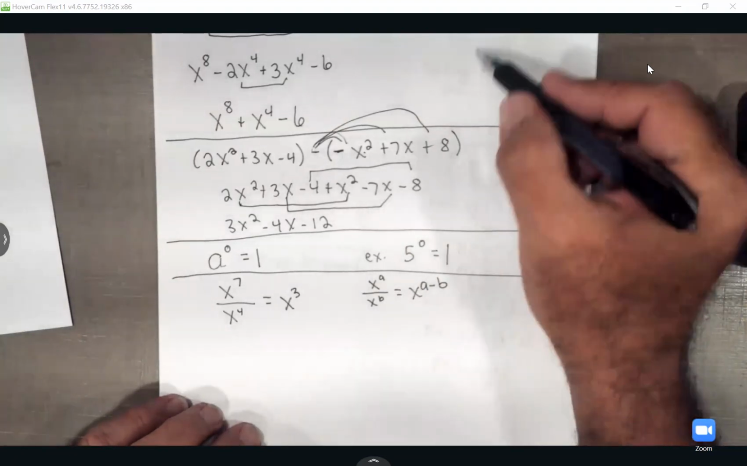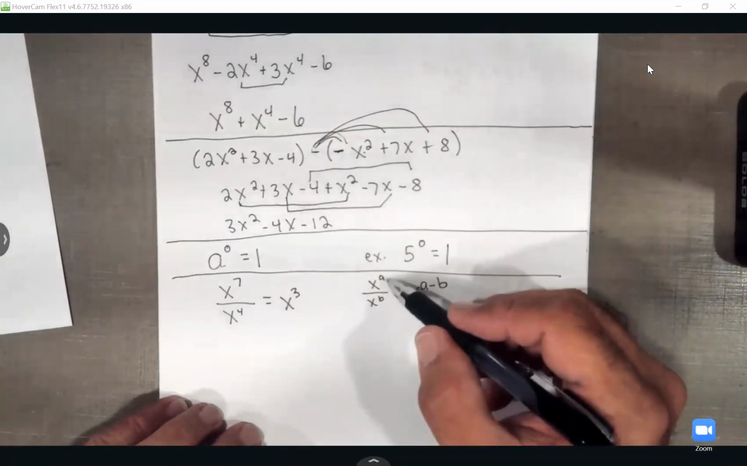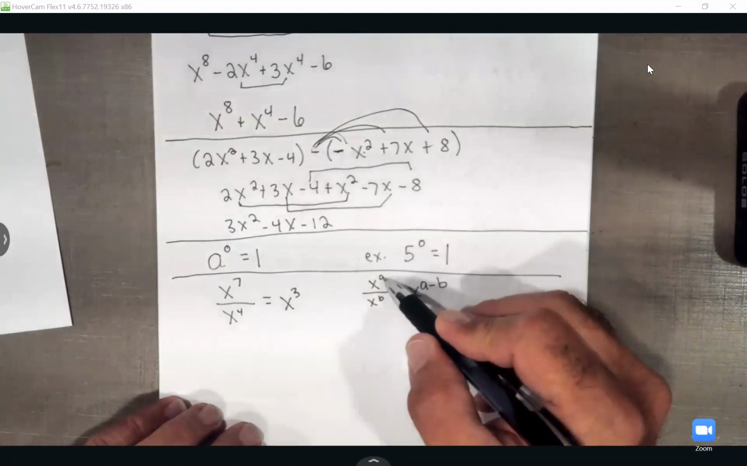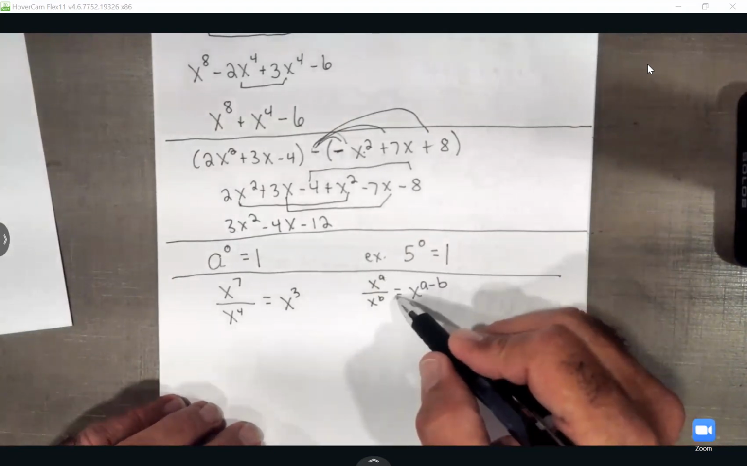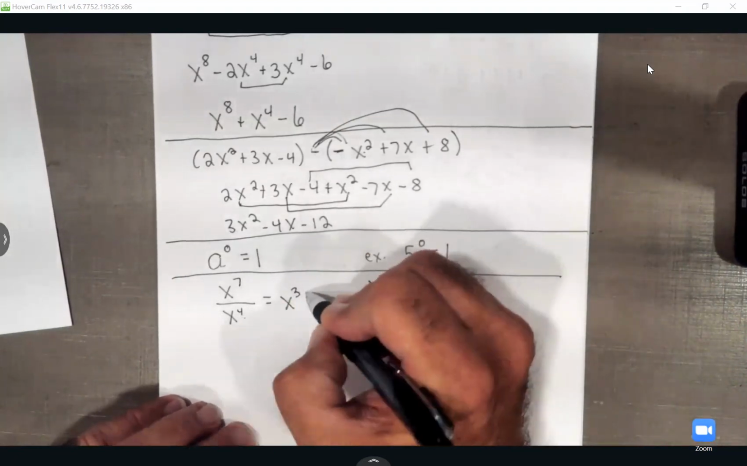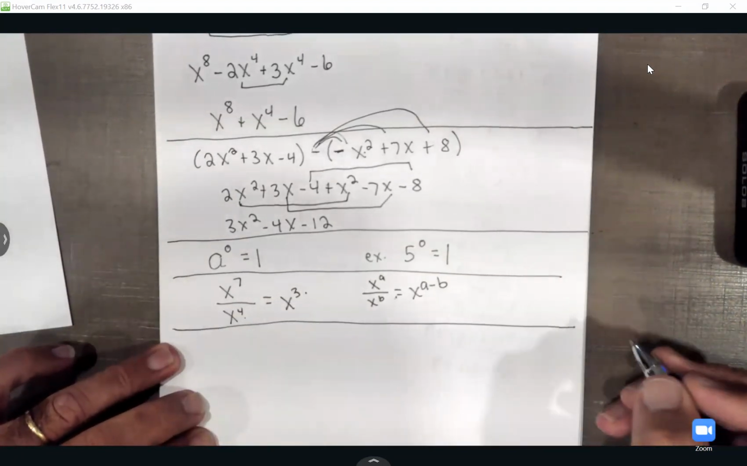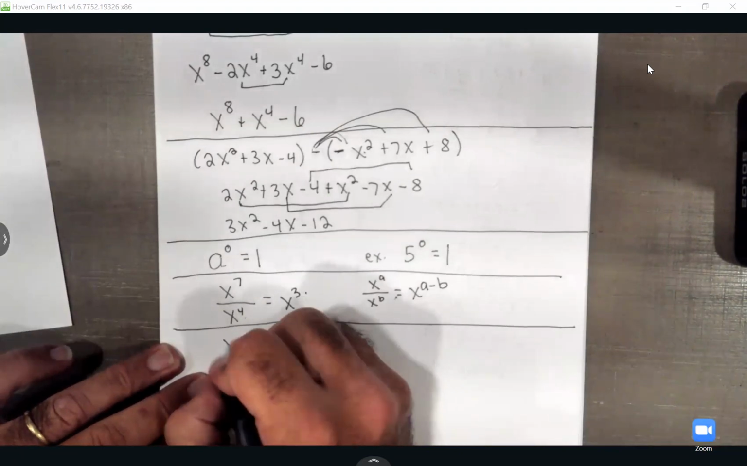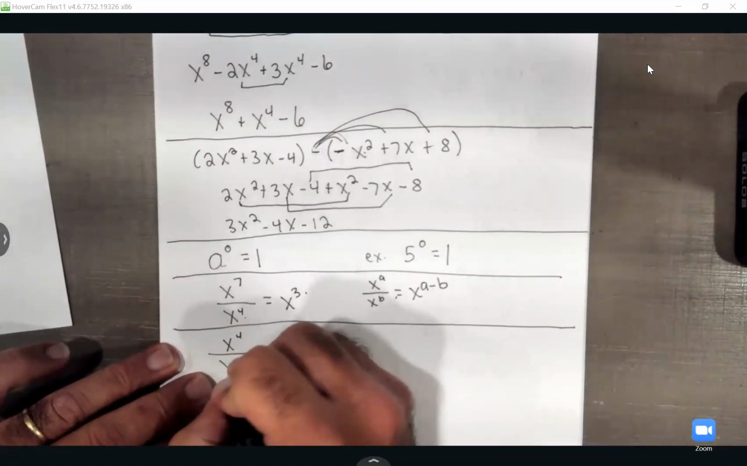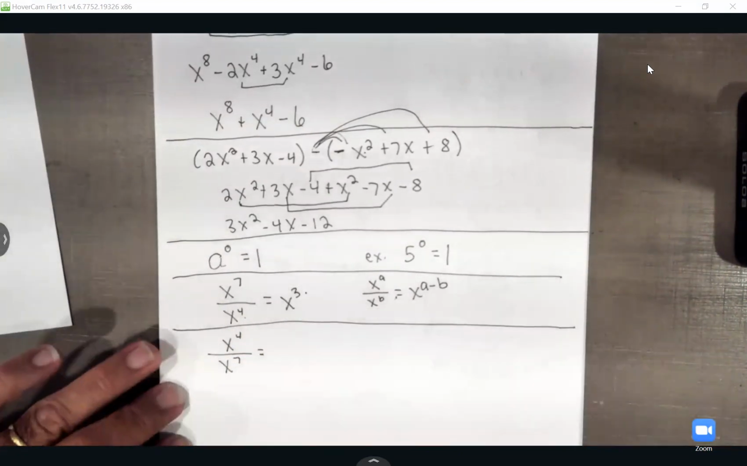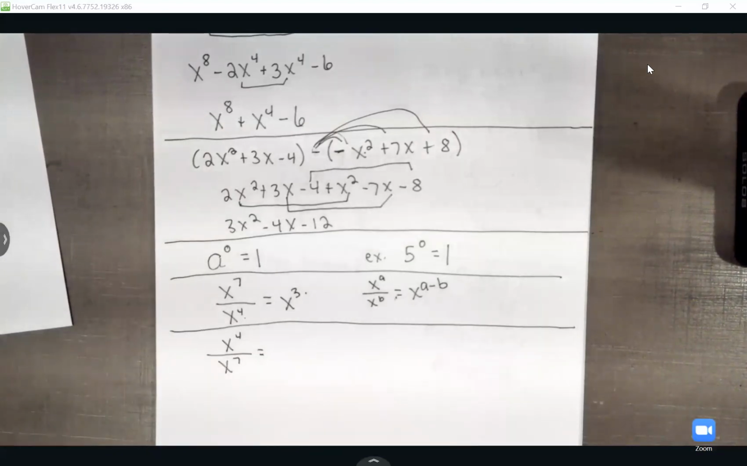So remember, I gave you the rule a while ago for dividing: subtracting the top exponent minus the bottom exponent. So she did 7 minus 4 and gave me 3. What if the exponent on the top is lower? Can you have a negative exponent, like x to the 4th over x to the 7th?